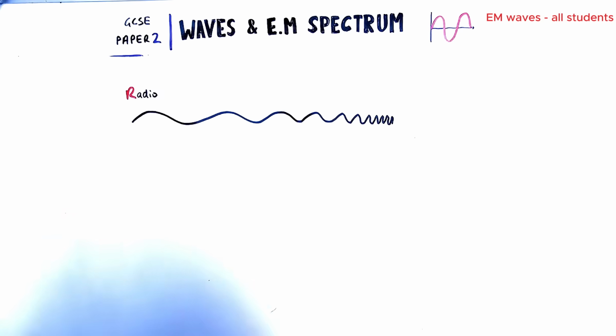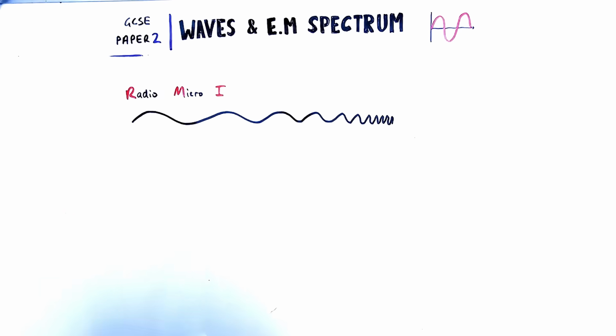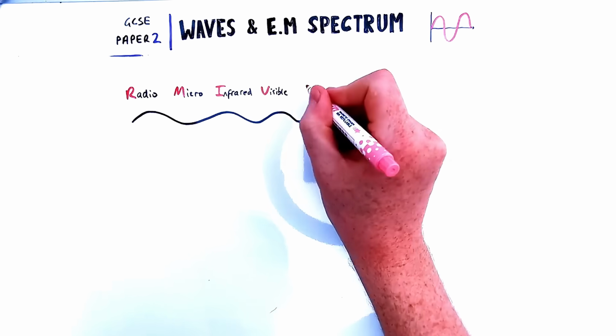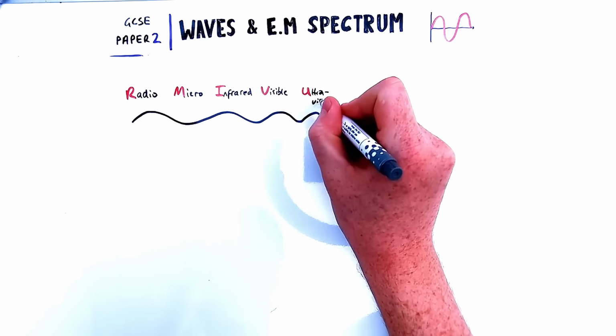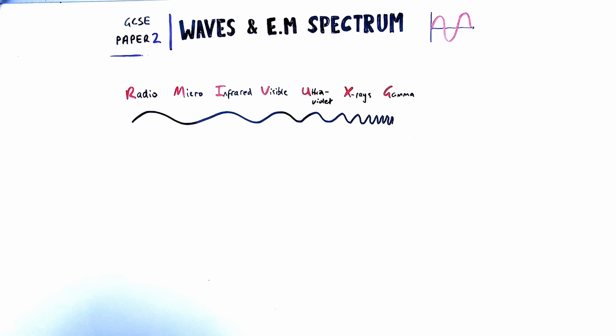Electromagnetic waves are made up of these seven parts. We've got radio waves, microwaves, infrared, visible light, ultraviolet, X-rays and gamma rays. Hopefully it's obvious, but the only part we can see and directly detect as humans is visible light.